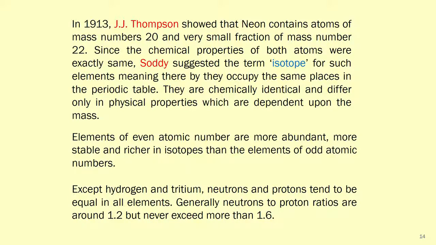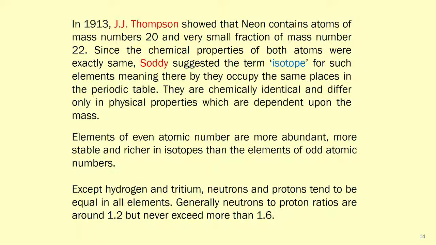If there are elements having different atomic masses, some are more abundant, some are less abundant, and some are more stable and richer in isotopes, some are less stable. So the question arises whether such elements are stable or not.